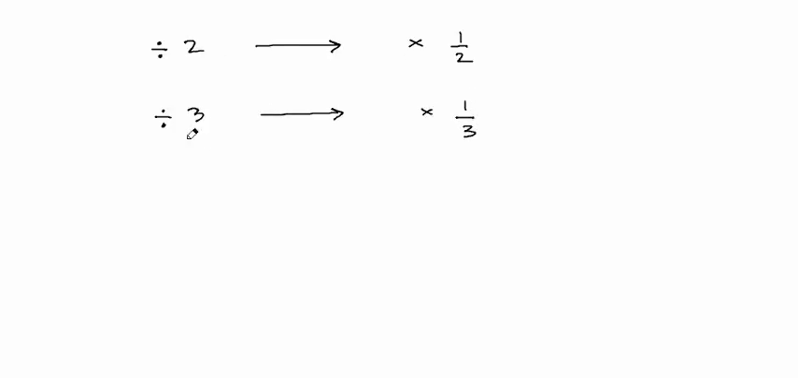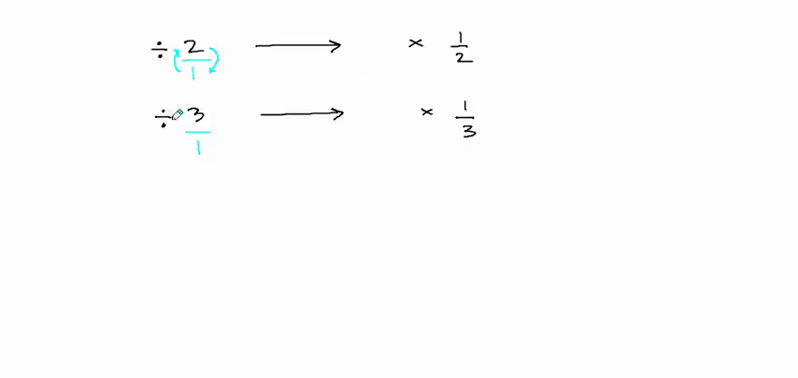Do we see a pattern? We actually do, but only after we have changed the 2 to a 2/1 to be written as a fraction and the 3 to a 3/1. Now if you look at this fraction and this fraction, when you change a division to a multiplication, you actually flip the numerator and the denominator on the divisor. So the 1 goes on top, the 2 comes on the bottom, and the division changes to a multiplication.